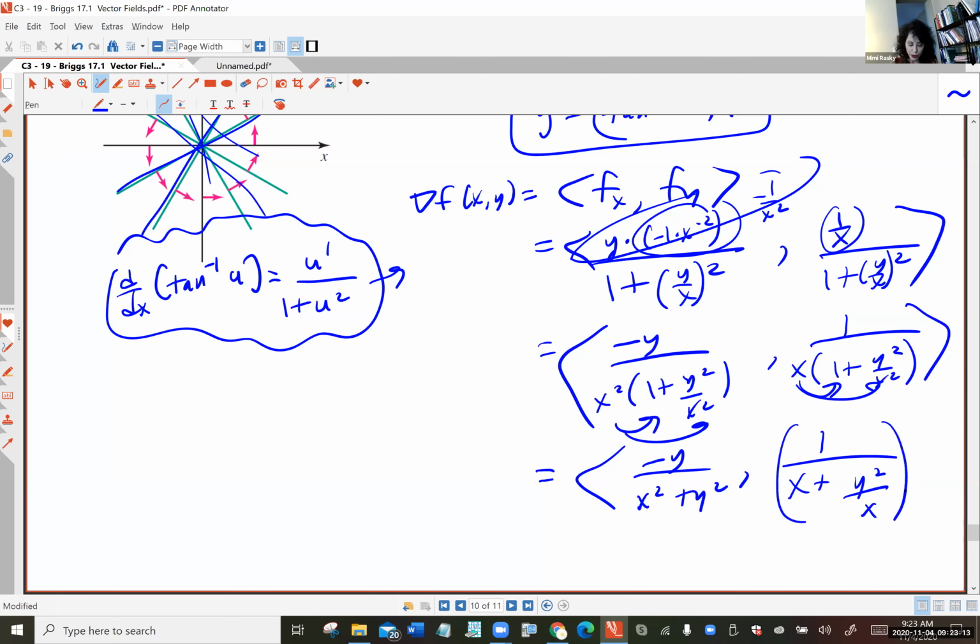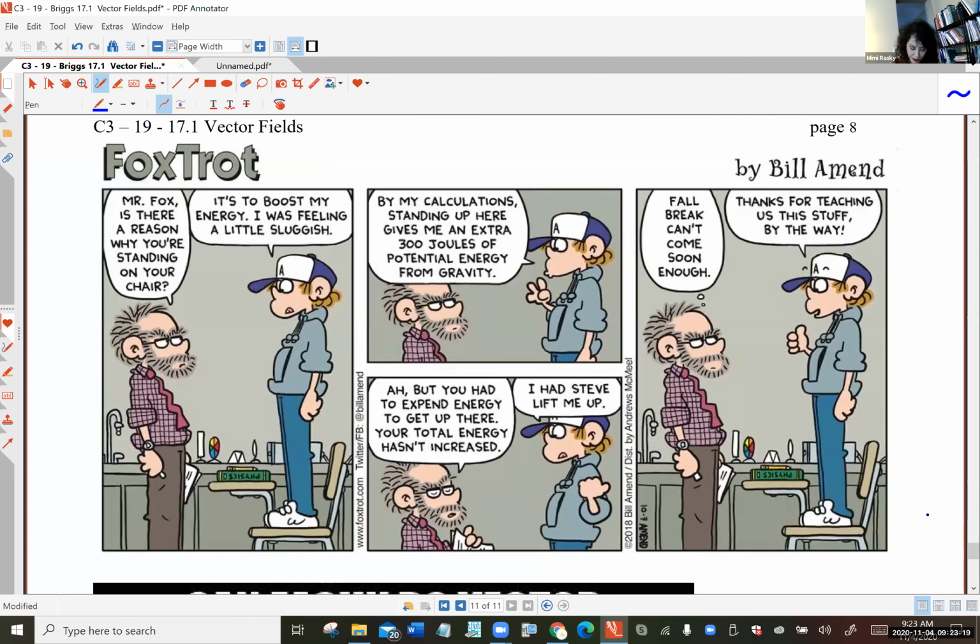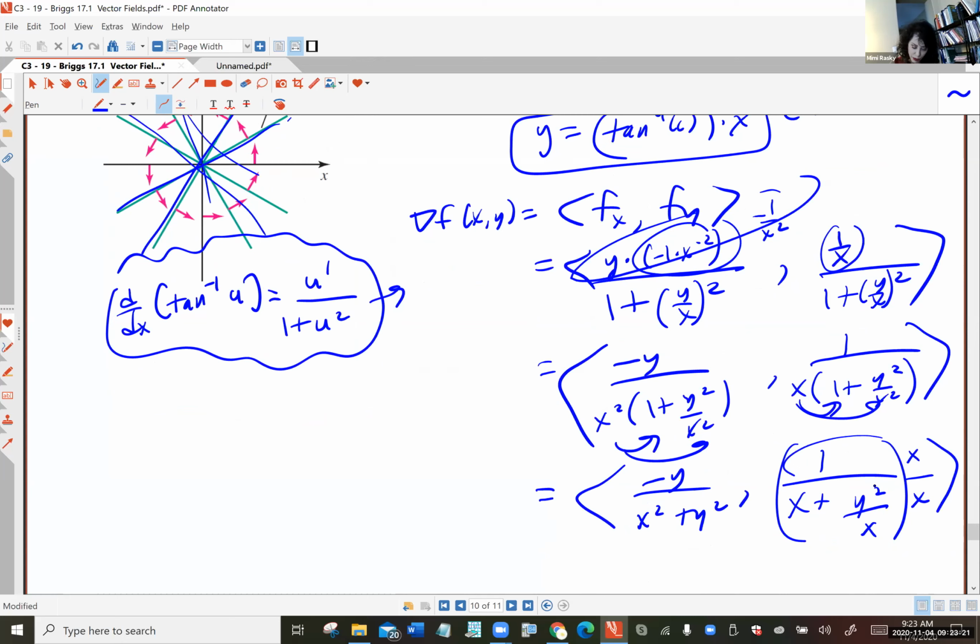So what you can do to make it look a little prettier is multiply by x over x. That's the same as multiplying by 1. And then multiply these two fractions together, and then you get a gradient that doesn't look so rotten. In fact, the denominators are the same. And this is a conservative vector field because it is a gradient. Conservative vector fields are basically gradients.